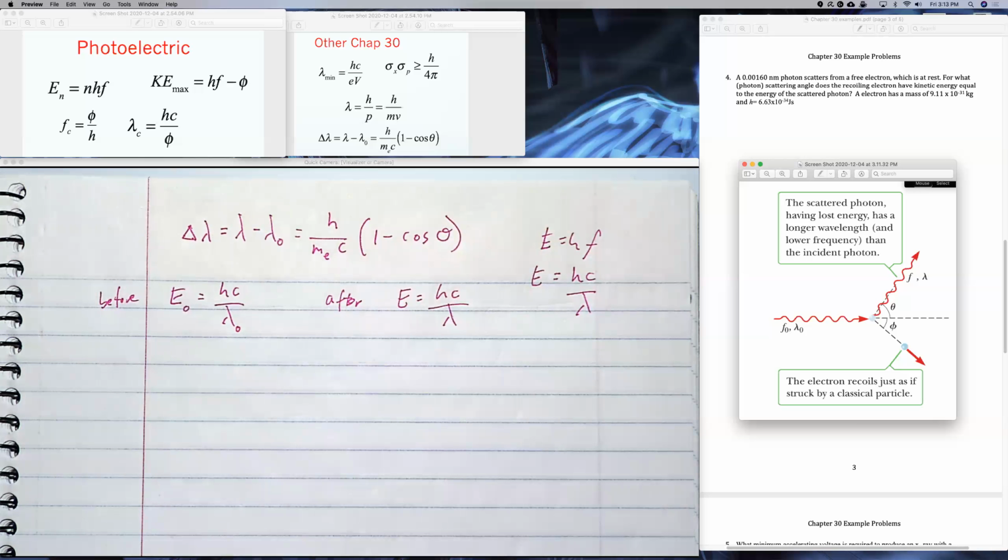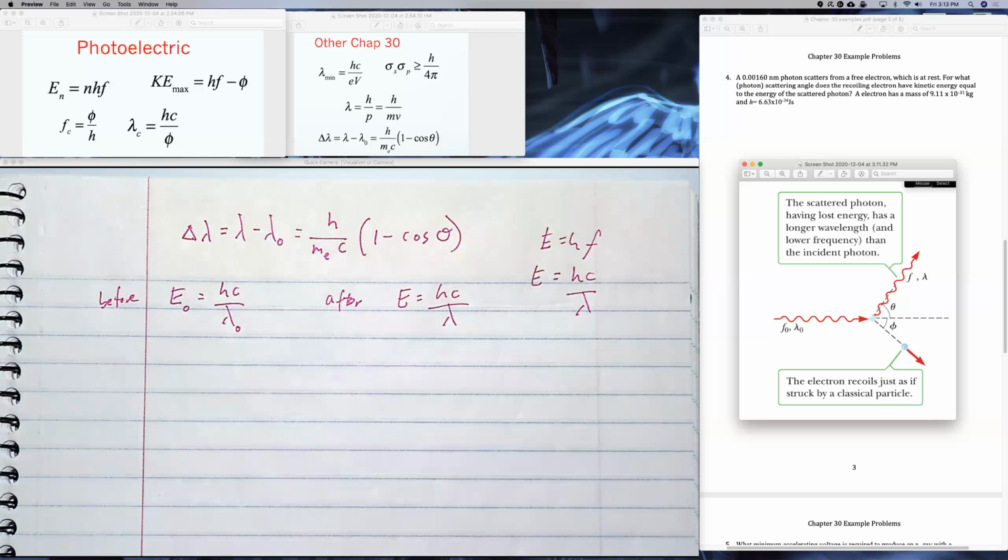And after the collision, the electron will now have energy, however much energy that is. But we can assume conservation of energy. I know it's a collision, so you'd probably think conservation of momentum first. But the thing is, in a problem like this, energy will be conserved.